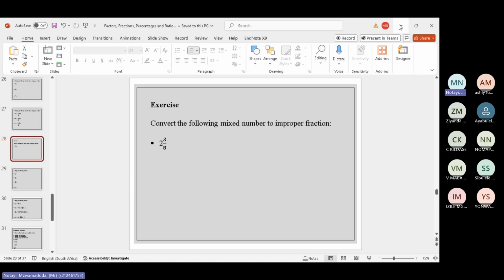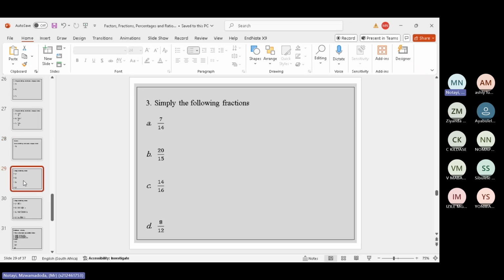Let's go to the next exercise. The next exercise says simplify the following fractions. Write them in their simplest form. So we have 7 over 14, we have 20 over 15, 14 over 16, and then we have 8 over 12.